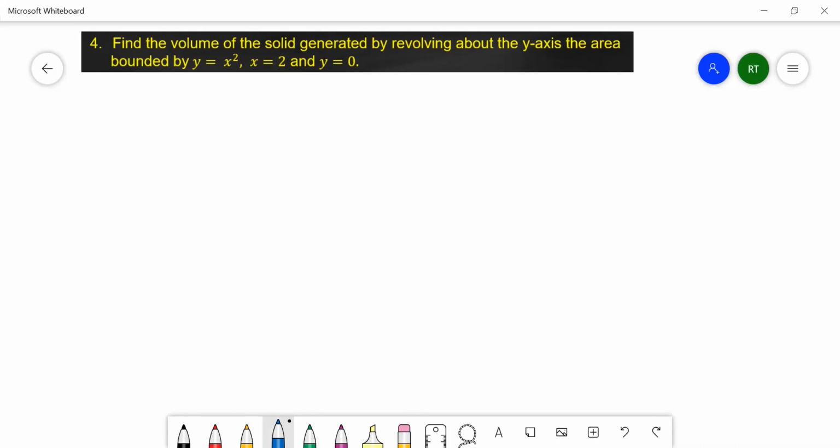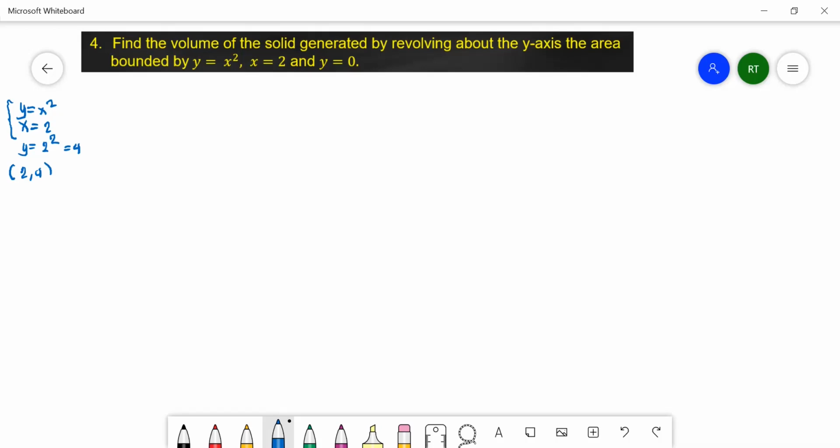Therefore, if we will get the intersection of the curve y is equal to x squared with the line x is equal to 2, then we can just do it by substitution. Now, when x is equal to 2, y is equal to 2 raised to the second power, which is equal to 4. That is the intersection also of the parabola with the x-axis at (0, 0). So the intersection is at (2, 4).